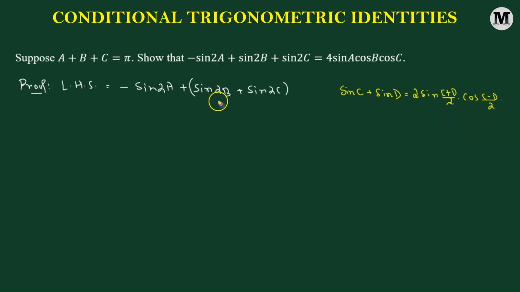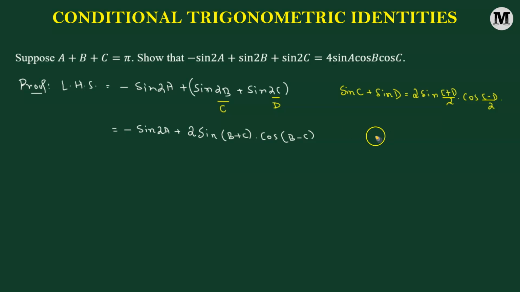In our case here, we'll consider 2B to be equivalent to C and 2C to be equivalent to D. Using the formula, the first term we keep as it is. We have negative sine of angle 2A added to sine of 2B plus sine of 2C, which is going to give us 2 times sine of (2B plus 2C) divided by 2, that's B plus C, multiplied by cosine of (C minus D), so 2B minus 2C divided by 2, that's B minus C.